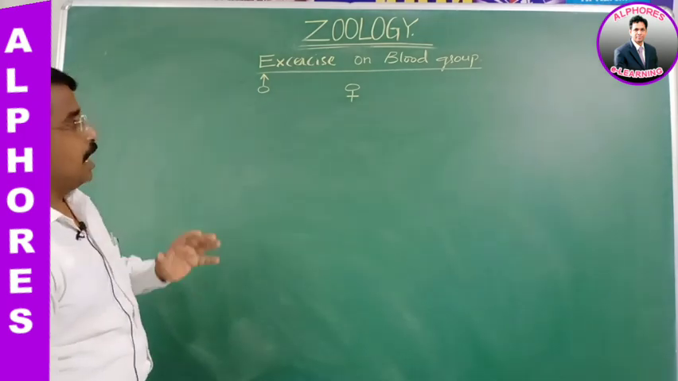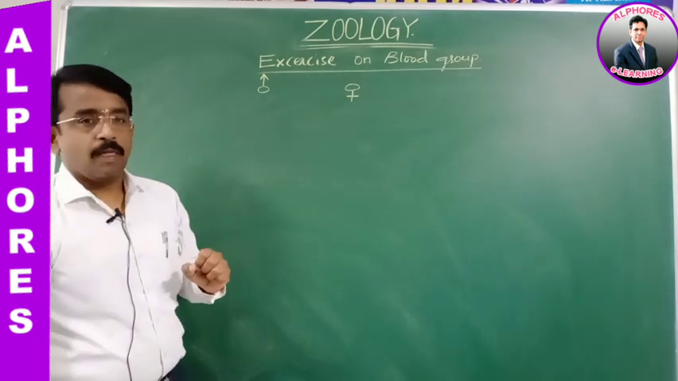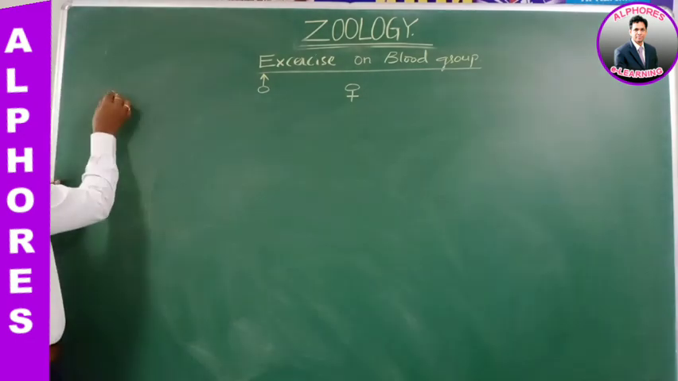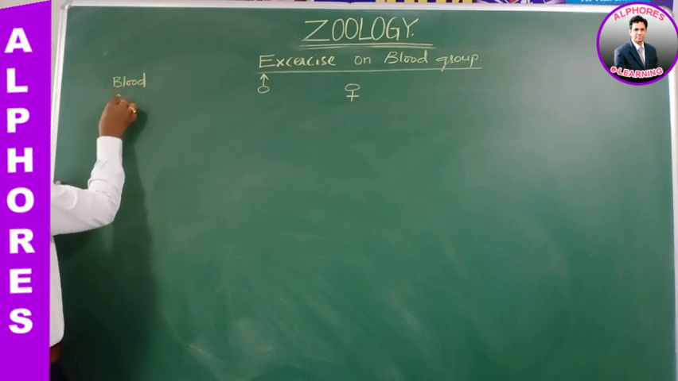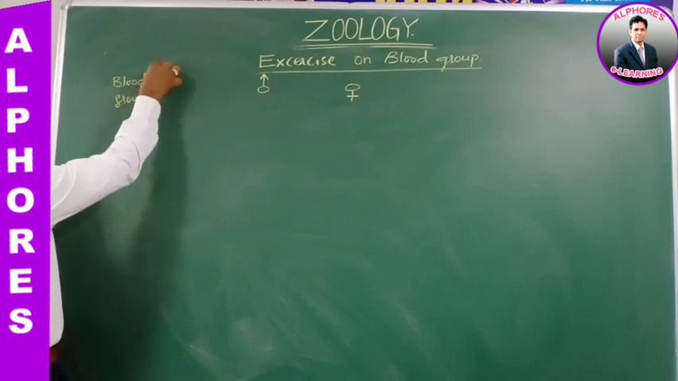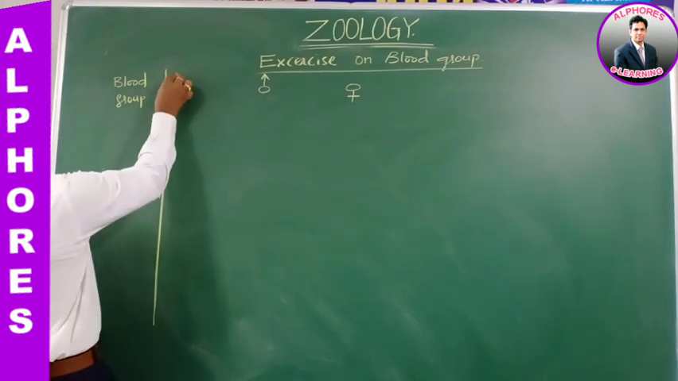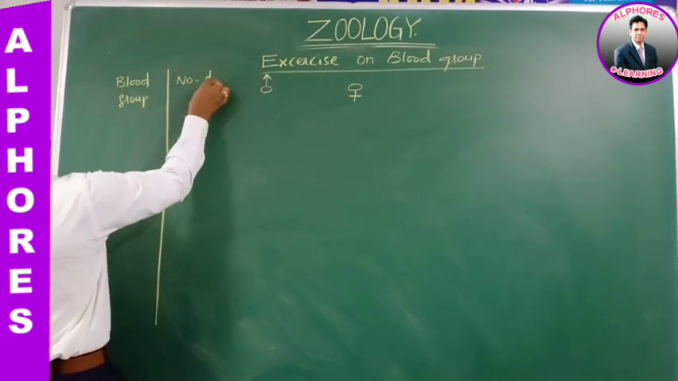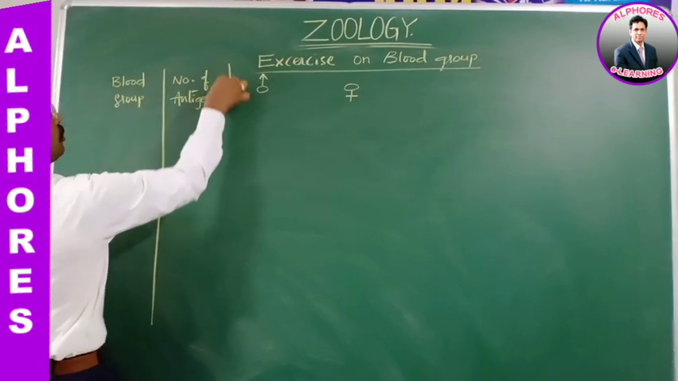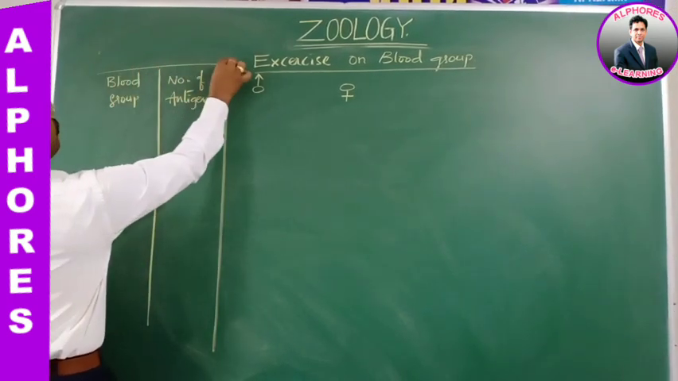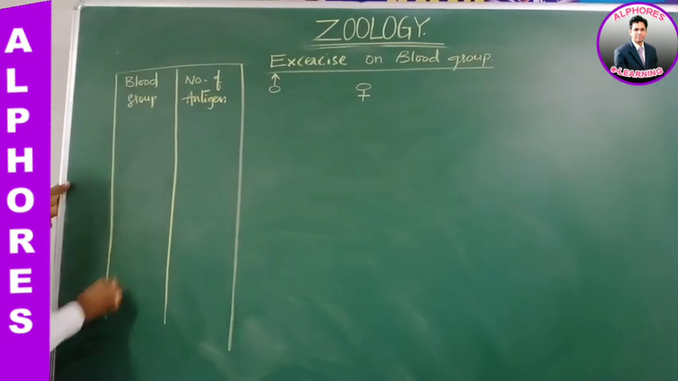So far, what blood groups we have seen, I'll list out the blood groups and the number of antigens. We'll see the number of antigens. A question you may also expect from this corner. Look at here.